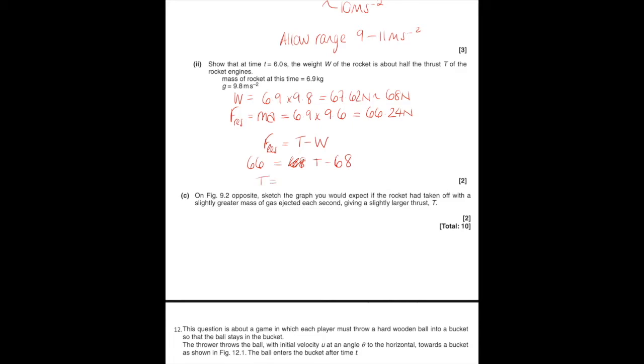Okay, so when we put that together, we end up over here with a value of 134 for our thrust, which is very, very roughly 2 times the weight of our rocket. So it's only an approximation, but it's this appreciation that the resultant force is the thrust minus the weight of our rocket.